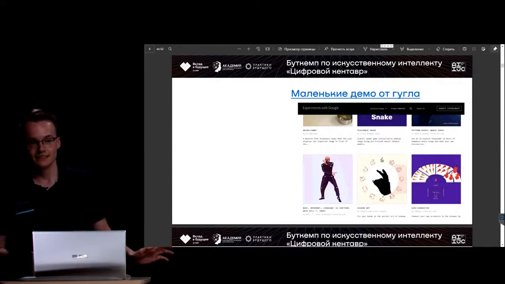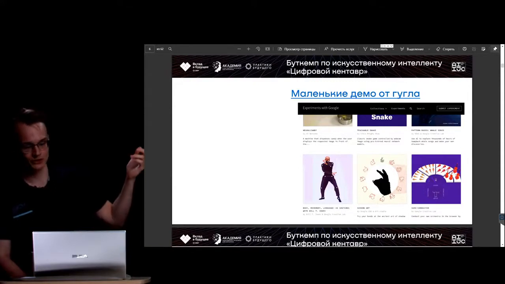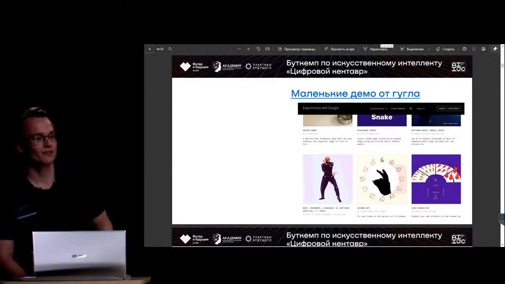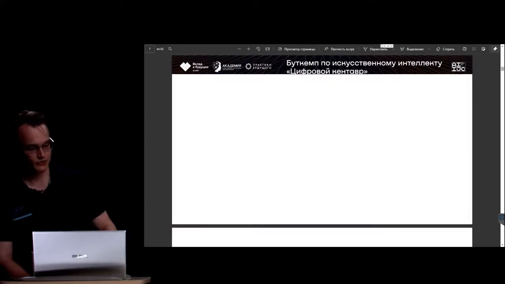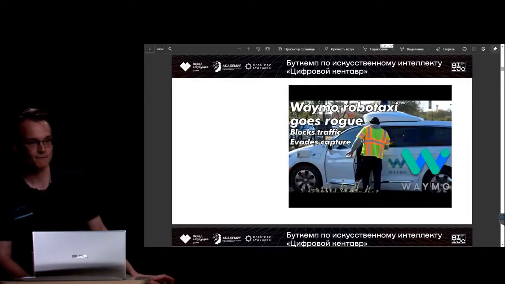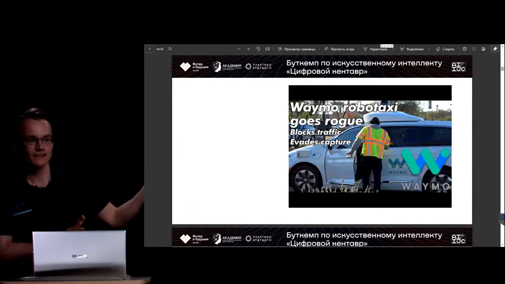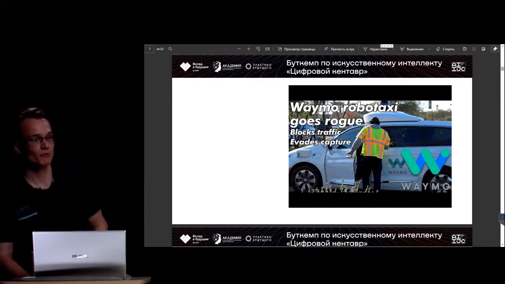Quite often, such classes start with small demos by Google, accessible by this link. I do not really like them because they are quite entertaining examples, but not too useful in real life. So I've prepared slightly different examples. In fact, these should not be pictures, these should be videos. Unfortunately, I couldn't show the videos, so if you're really interested, you can simply go to YouTube and find these videos by name.